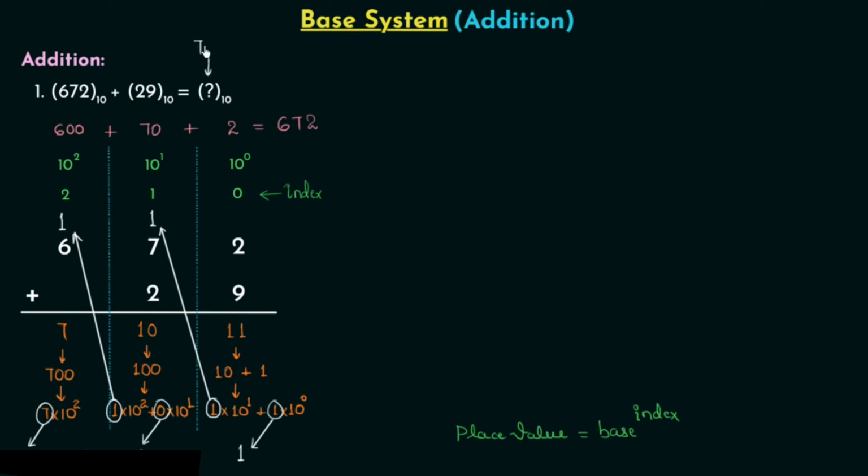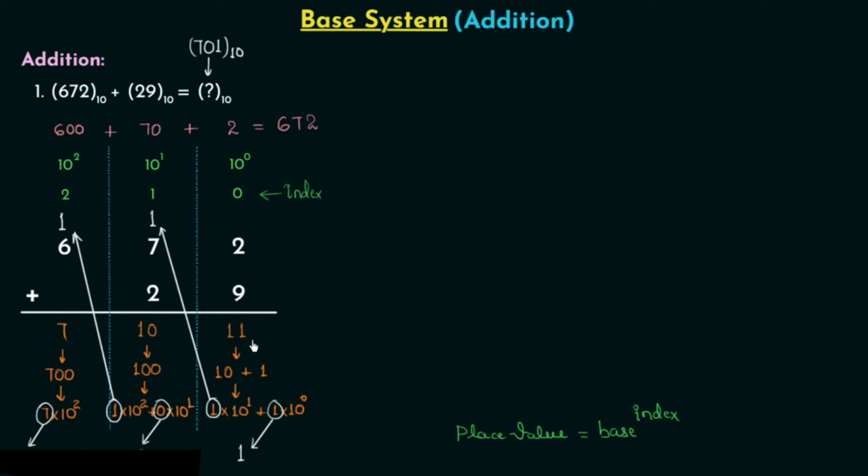We will get 701 in decimal after adding 672 and 29 in decimal. So in this way we are done understanding the details of addition in decimal number system, and now we are going to note down some observations which we are going to directly use in the additions of other number systems.